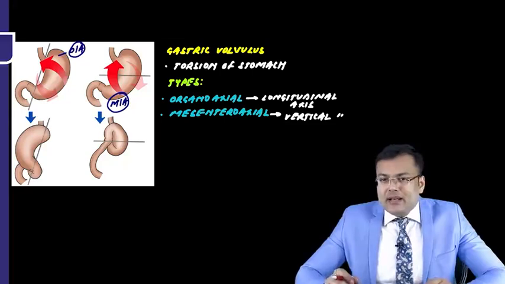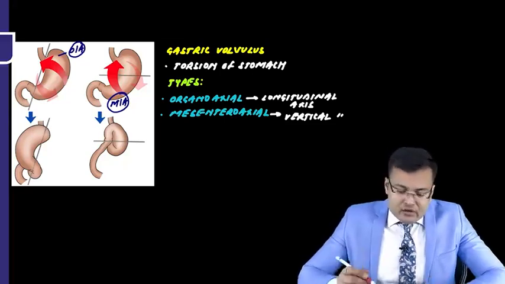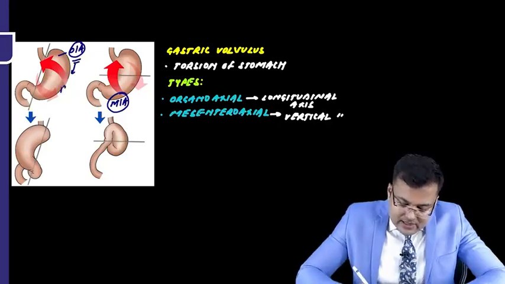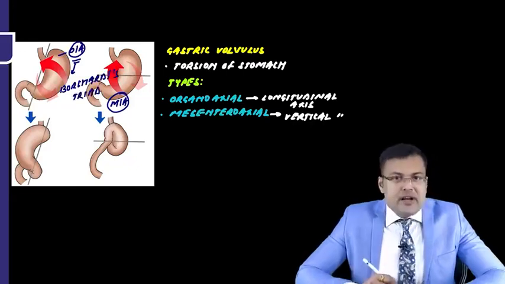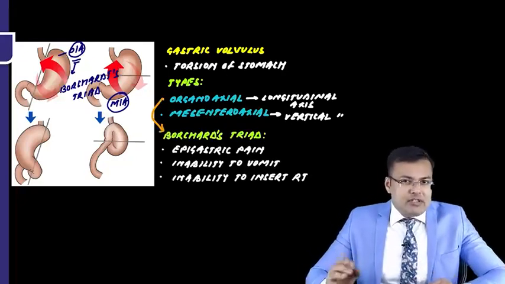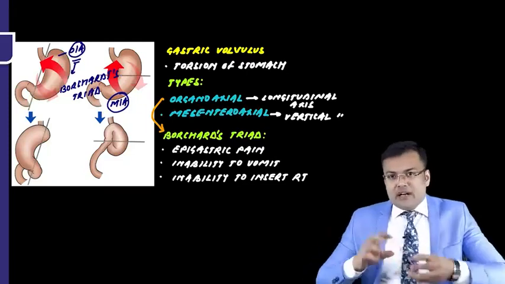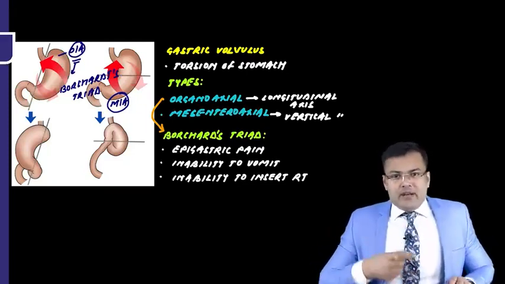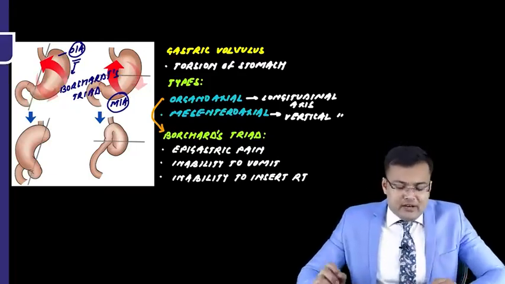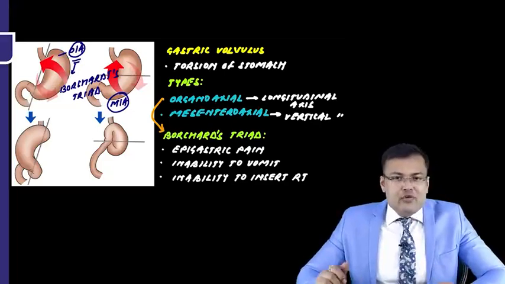It is characterized by a triad. What? The Borchardt triad. Specifically, this organoaxial type of gastric volvulus is associated with the Borchardt triad. Because of twisting, there is pain, inability to vomit, and inability to pass the Ryle's tube. So this is the Borchardt triad associated with organoaxial volvulus. So this is all about the stomach.